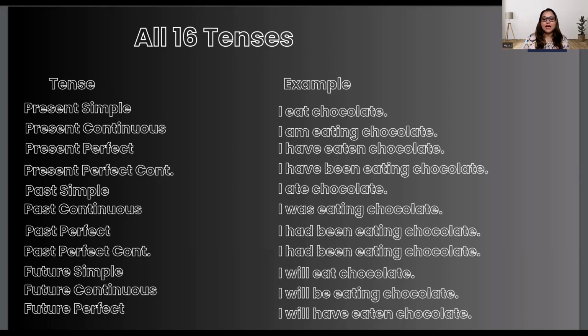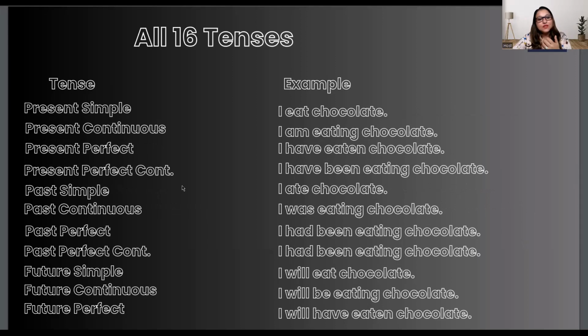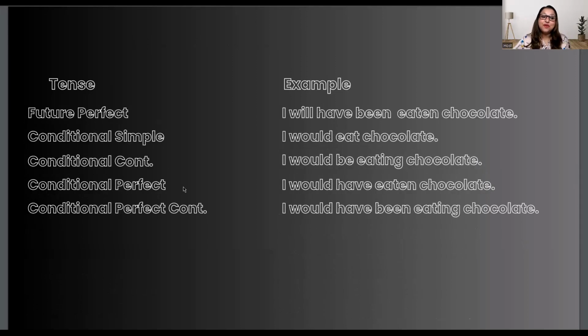Future perfect, I will have eaten chocolate. So many chocolates I have eaten already. Okay, so the next tense is future perfect continuous. I will have been eating chocolate.